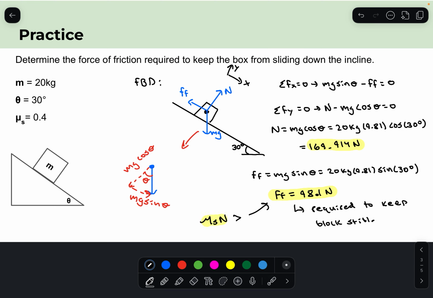Okay, now let's do that. And I'm going to do that over here in this corner here. So remember that force of friction is equal to mu s times n. So we're going to take 0.4 times that normal force value that we found, 169.914. And it unfortunately is less, 67.97 newtons.